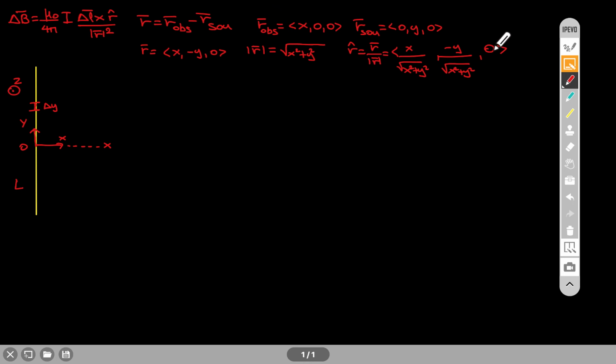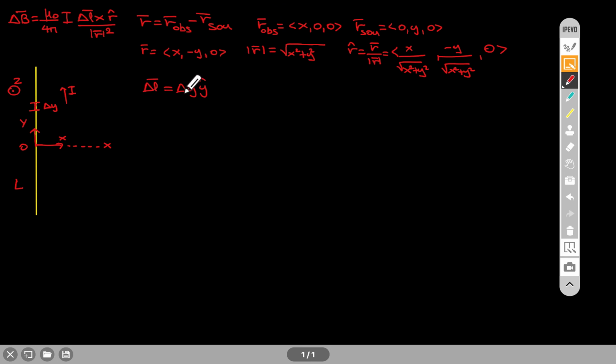Now that I have the vector r hat, I need to move on and calculate the cross product. But before I do that, I will need to write the vector delta L. Okay, delta L points in the direction of the conventional current. Let's make a choice. Let's say that the conventional current flows in the positive y direction. So this is I, and this means delta L will be my delta y times y hat.